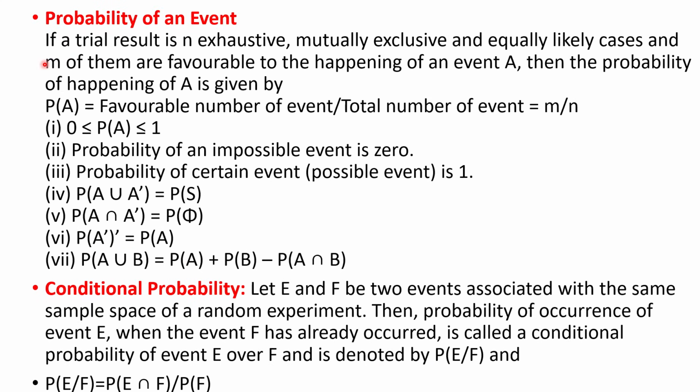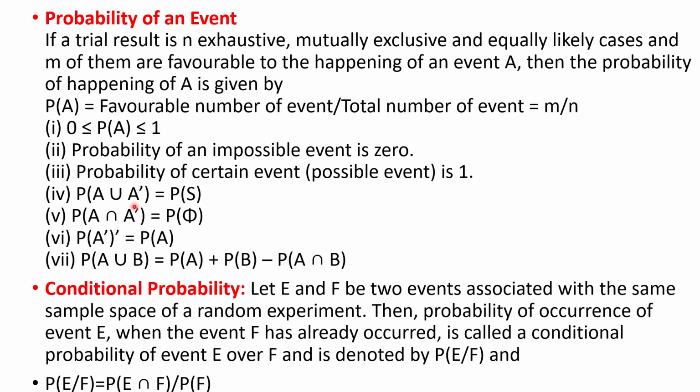Now come to the next. Probability of an event. Some properties are there for the probability of an event that you also know already, because we are interested in discussing conditional probability. First of all, just have a recall. If a trial results in n exhaustive, mutually exclusive, and equally likely cases, and m of them are favorable to the happening of an event A, then the probability of happening of A is given by favorable number of events by total number of events, that is m upon n. And it lies between 0 and 1, where 0 is for an impossible event and 1 is for a sure event. Otherwise, P(A) will be a fraction between 0 and 1. So impossible event is 0 and certain event is 1.